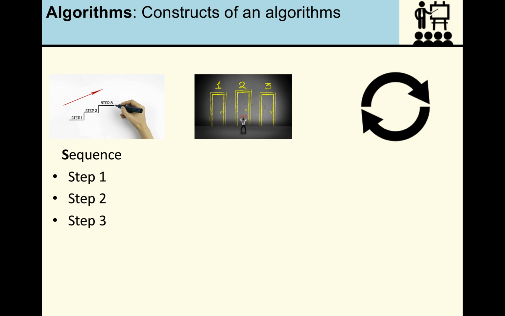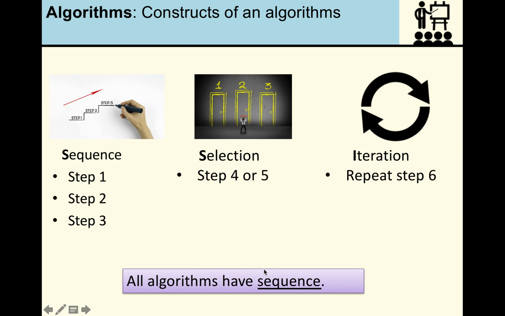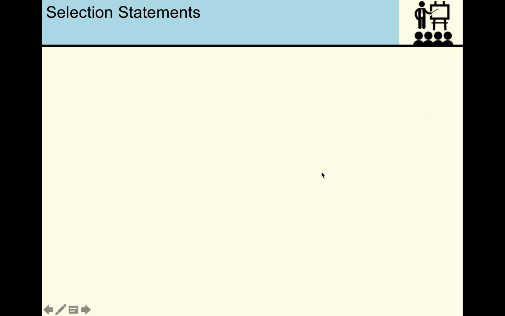Then we've got selection, which is today's topic. Selection is where our programs make a choice or a decision. So do we take step 4 or do we take step 5? Is our little guy going to pick door number 1, door number 2, or door number 3? And finally, we have iteration, where we repeat a step. So remember that all algorithms have sequence. Most algorithms have selection and iteration as well.